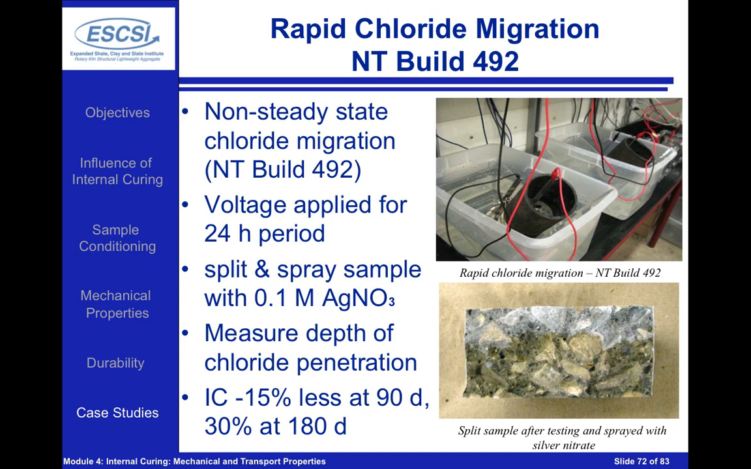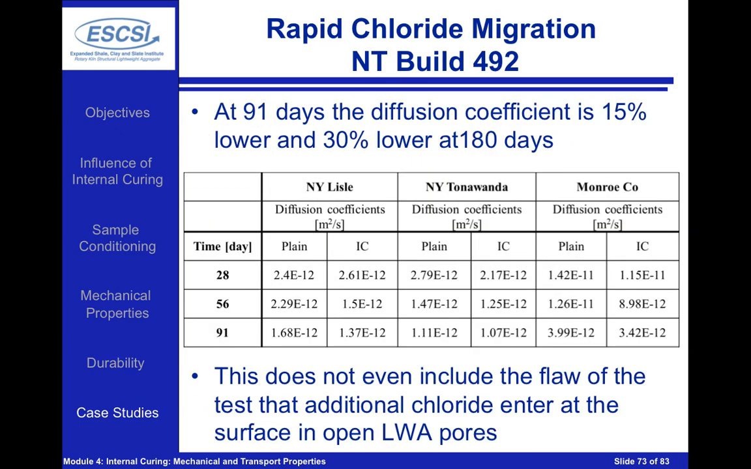penetrate into the surface. The internally cured concrete showed 15% less penetration at 90 days and 30% less penetration after 180 days, and that would result in a lower diffusion coefficient. This also doesn't even account for the fact that when we look at the internally cured concretes, we need to recognize that the open lightweight aggregate at the surface is going to allow chlorides in very rapidly.